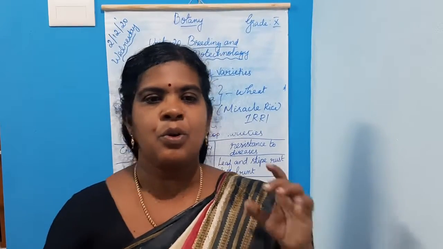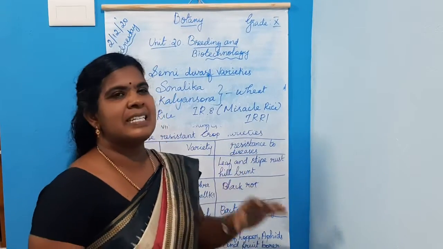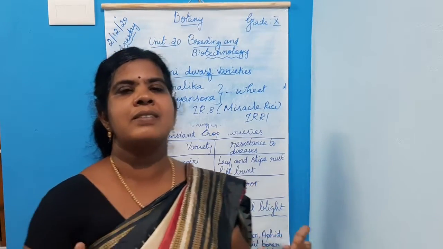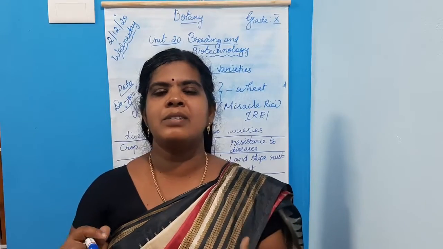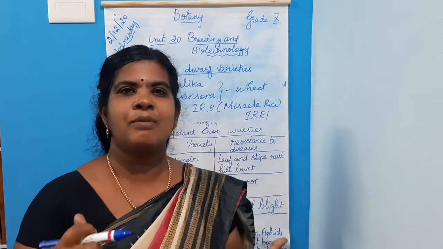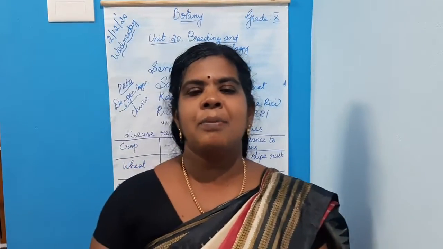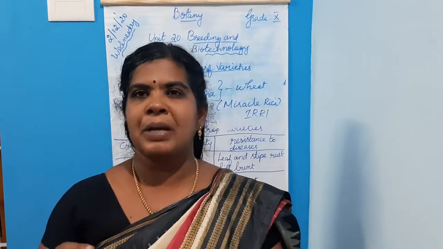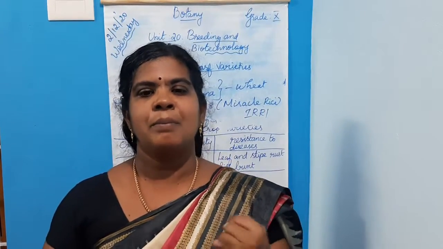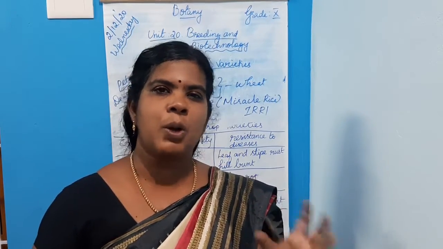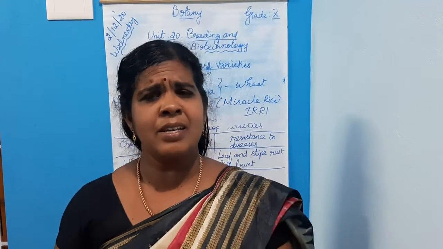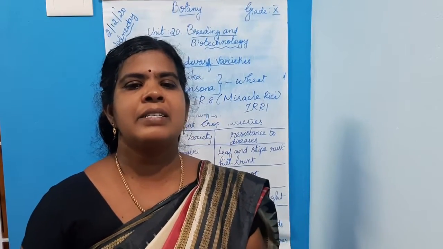So, plant breeding for disease resistance. You know how plants are affected by diseases. Plants are affected by pathogens. Plant diseases are caused by pathogens like viruses, bacteria and fungi. These pathogens affect the crop yield. Hence, it is important to develop disease-resistant varieties of crops.